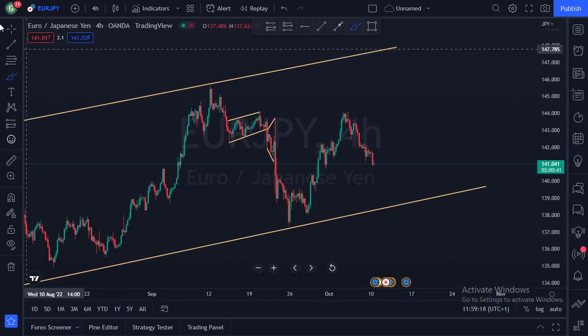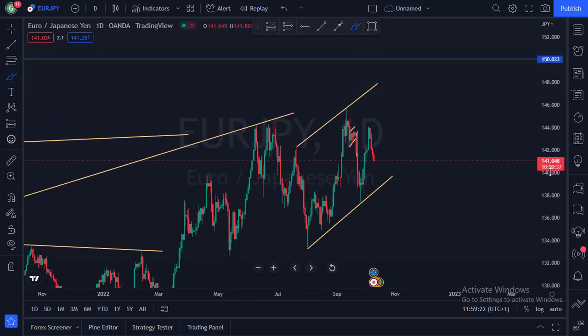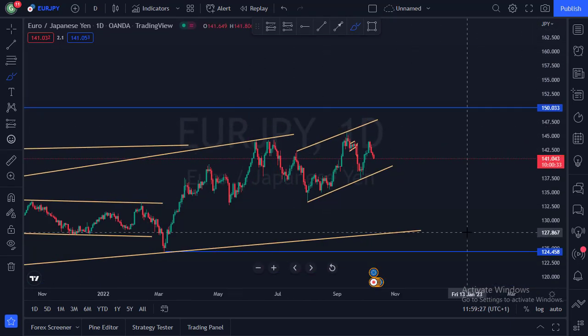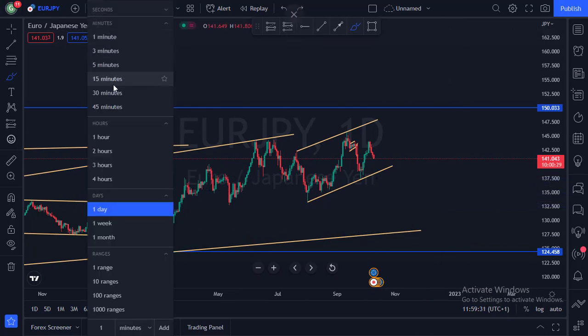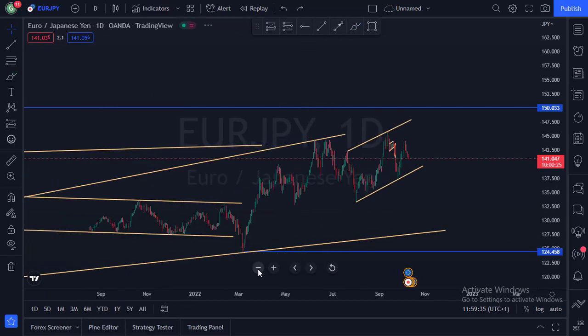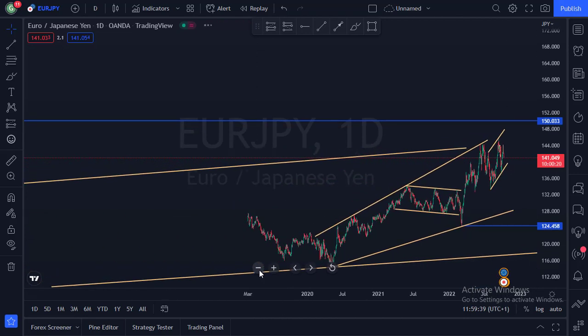I'm trying to make this video as short as possible, hence why I'm rushing through these pairs. But when I get to the pairs on my red list, I'll probably take a little more time to show you what I'm looking at. All right, so on this pair, on Euro JPY, I can see here on the daily time frame that price is actually not giving me a very clear price action.